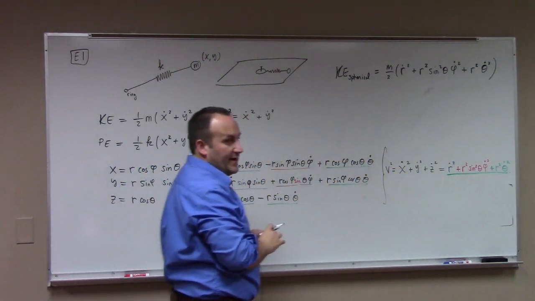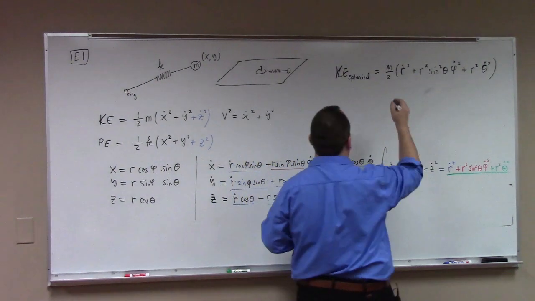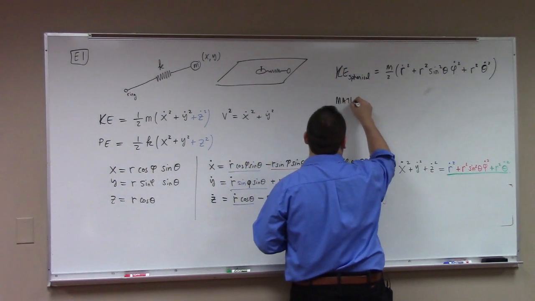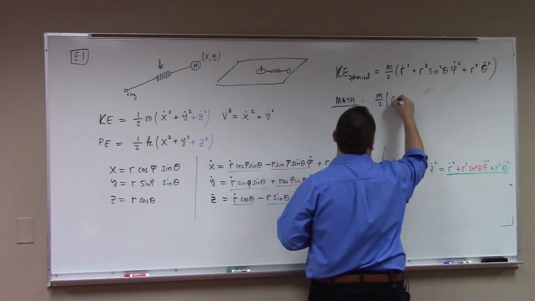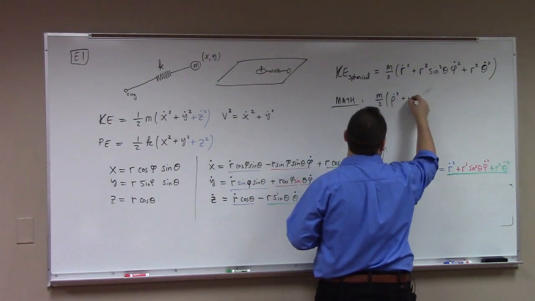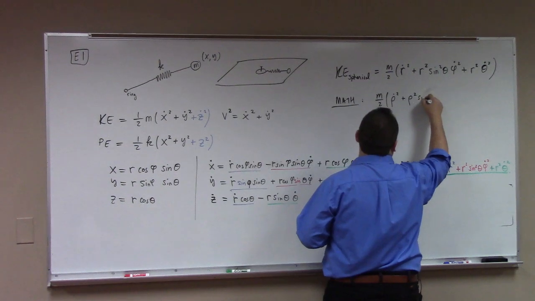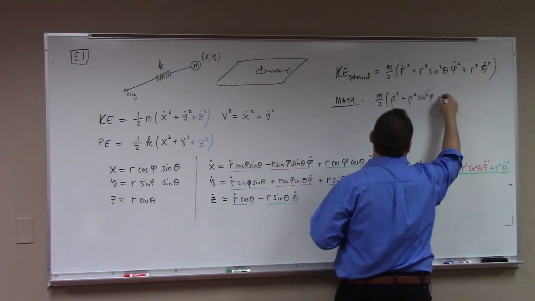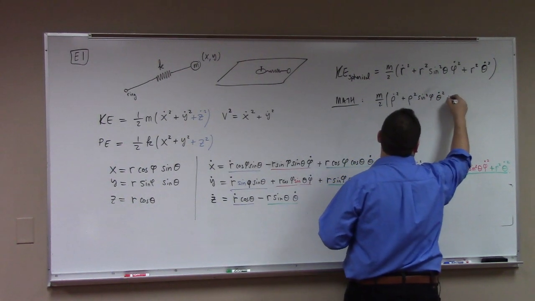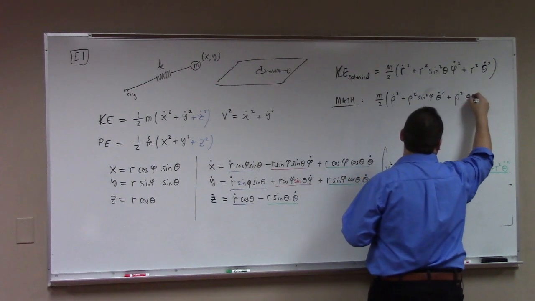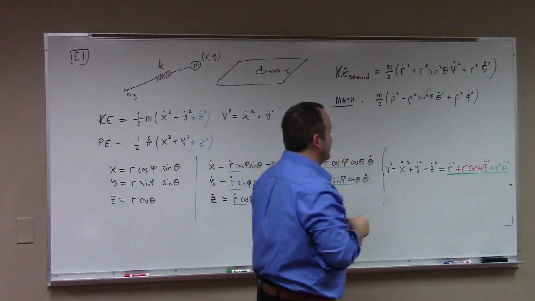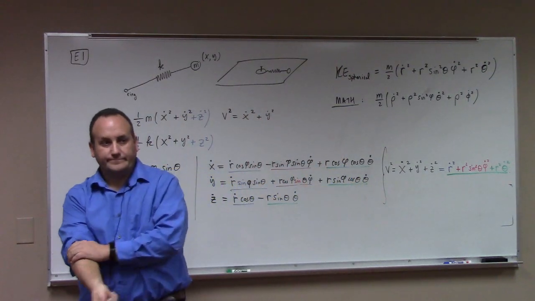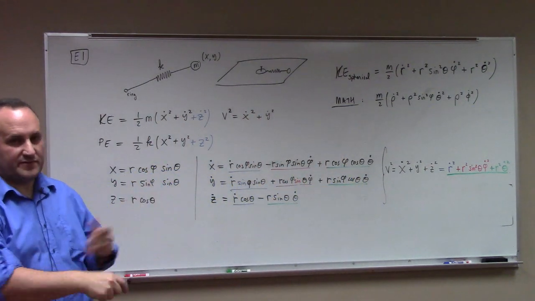Now, if you wanted them in math sphericals, what would math sphericals look like? You'd have m/2 rho dot squared plus rho squared sine squared phi theta dot squared plus rho squared phi dot squared. As a point of reference.